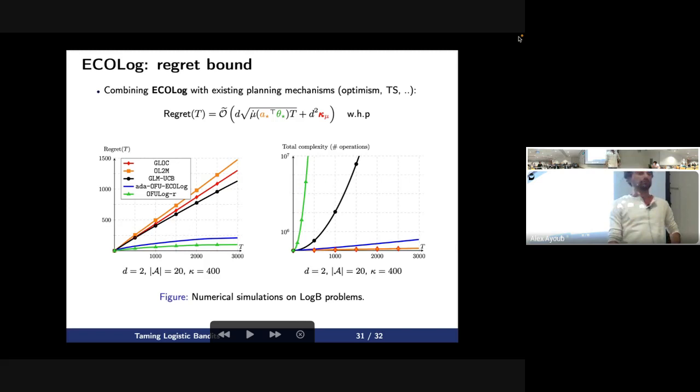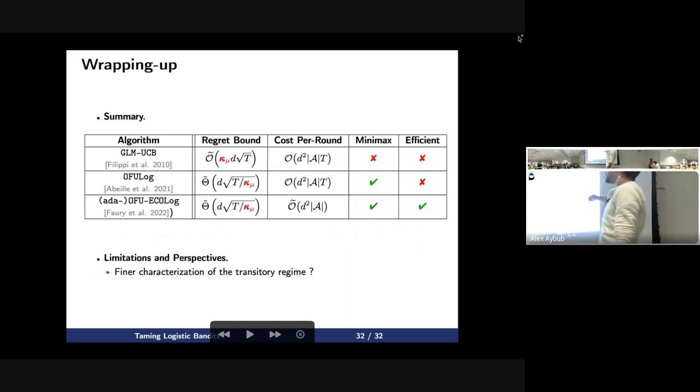So we moved from GLM-UCB, which depends linearly on kappa, to the optimistic algorithm that puts kappa at the denominator, and we arrive with different findings on the gain of nonlinearity, and then to the computationally efficient counterpart of it. In the end, we have an algorithm that is minimax and efficient. There is one thing that we did not really look at, and that is quite important, I guess, which is the second order term.